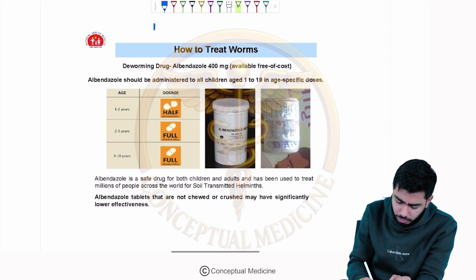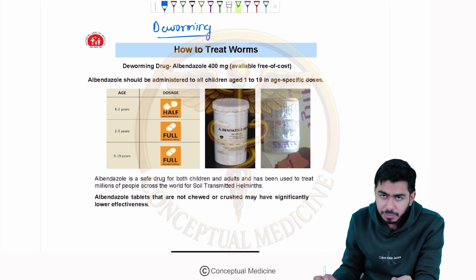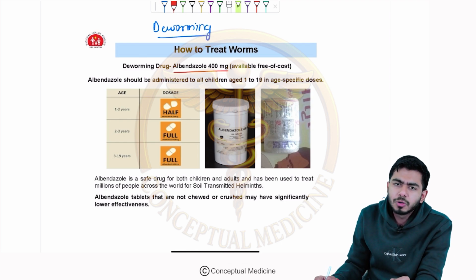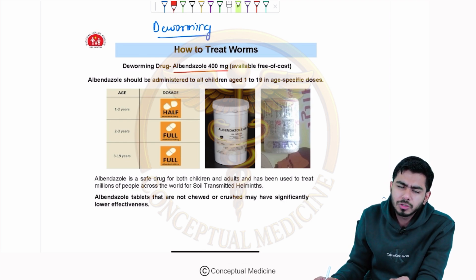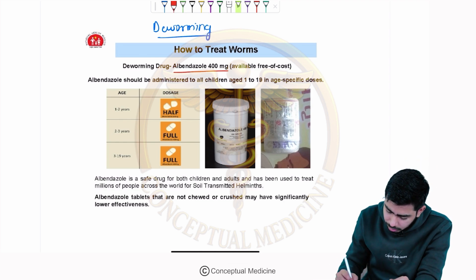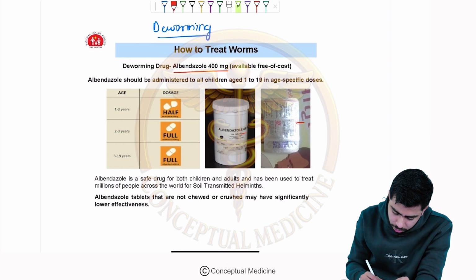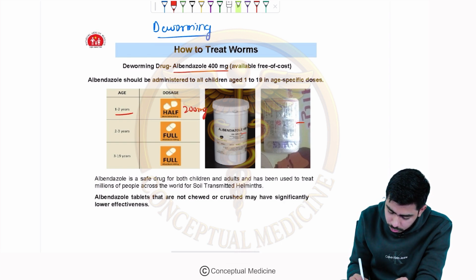So how to treat worms? This is the deworming technique I was talking about for the different age groups. We shall remember this particular table. I told you that for the deworming drug we use albendazole, that is 400 mg. If we want to give 200 mg, for example to those less than 2 years of age, then we give half of the tablet. Albendazole tablet you can see over here. So for 1 to 2 years, less than 2 years, we give half of the tablet, that is a 200 mg dose.